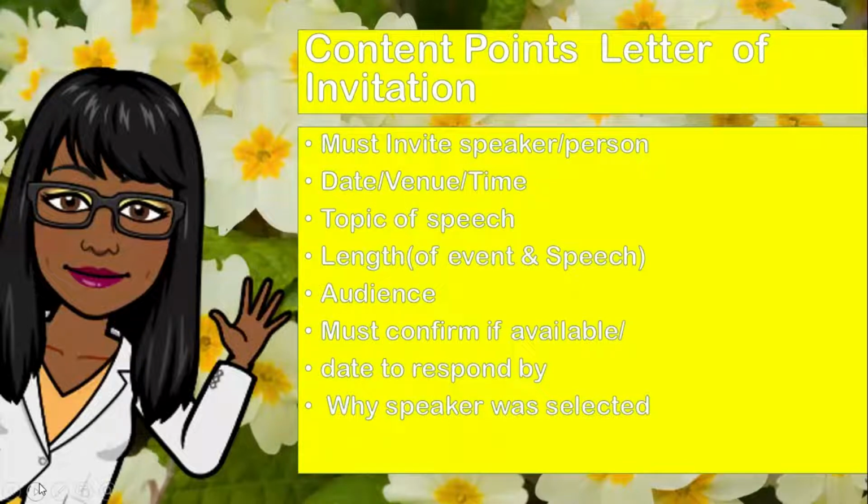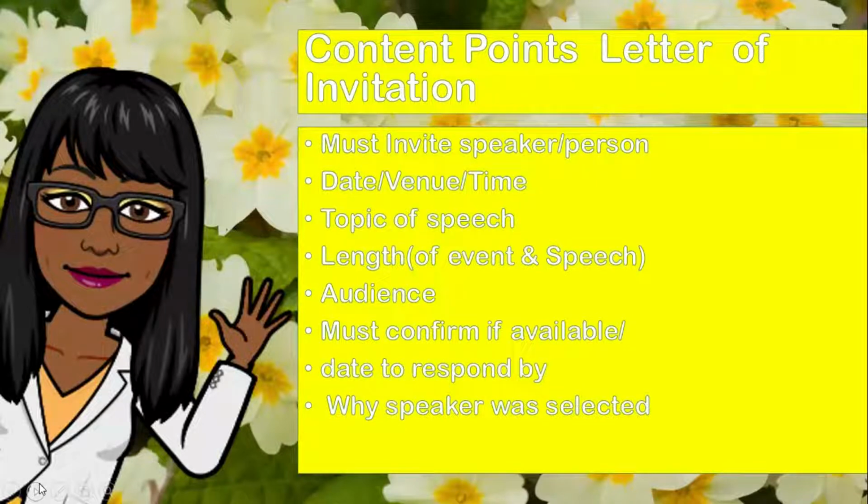Audience. Now, it's very, very important. If you're going to invite someone, you need to indicate to them their target audience, who they will be addressing. So you might want to say students between the ages of 13 to 15, or students in the 7th grade, students in the 9th grade, students from the 10th and 12th grade. You want to indicate who it is that the person is going to be addressing, or who it is that they can expect will be a part of this event.